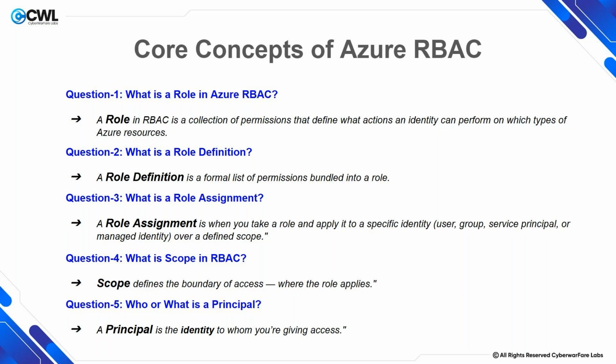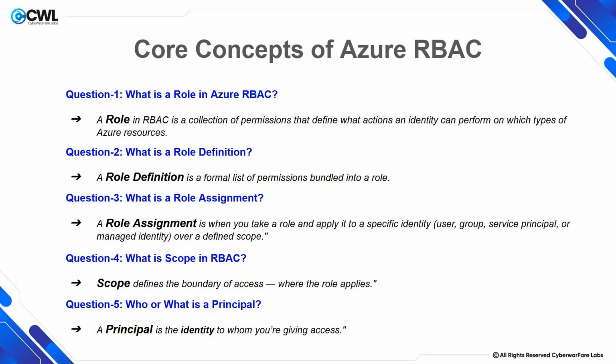Then we have not actions, which are operations explicitly denied. If you don't want some operations to be performed by the user, then you can use not actions. Then we have assignable scope. Scope we will discuss in question 4. Scope is also a core concept, but in the role definition we need to assign scope. So here, where the role can be assigned. Scope can be on the subscription level, the resource group level, or the resource level.